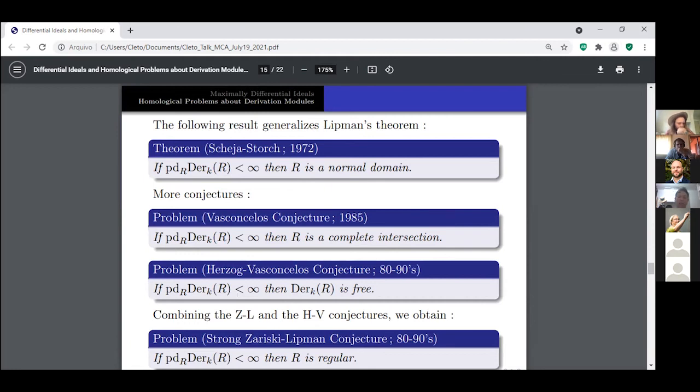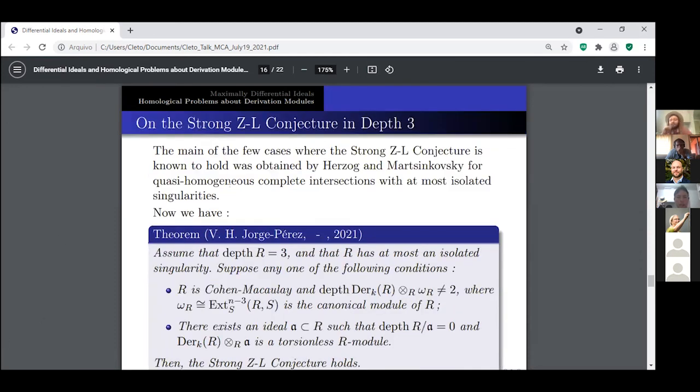And then you can combine both and get the so-called strong Zariski-Lipman conjecture, right? Which predicts that if the projective dimension of the derivation module is finite, then the ring is regular. And this is hard, okay? Let me mention that the major case where this strong Zariski-Lipman conjecture is known to be true is due to Herzog himself and Marcinkowski. They settled the case of quasi-homogeneous complete intersections with at most isolated singularities.